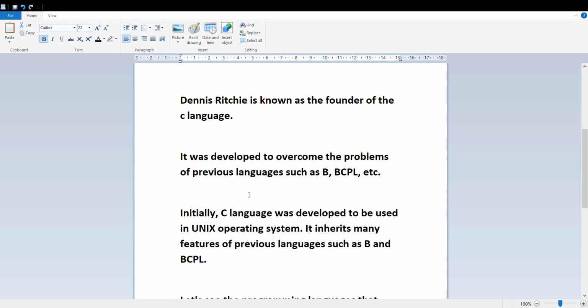This is the explanation of the history of C language. Okay students, this is the history of C language, so these are very important questions in the first unit. Thank you.